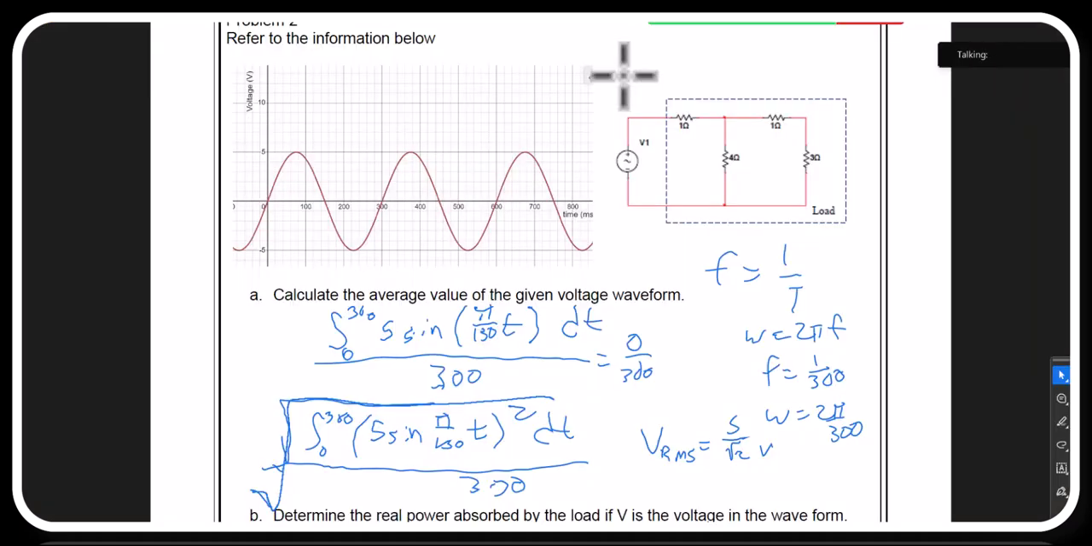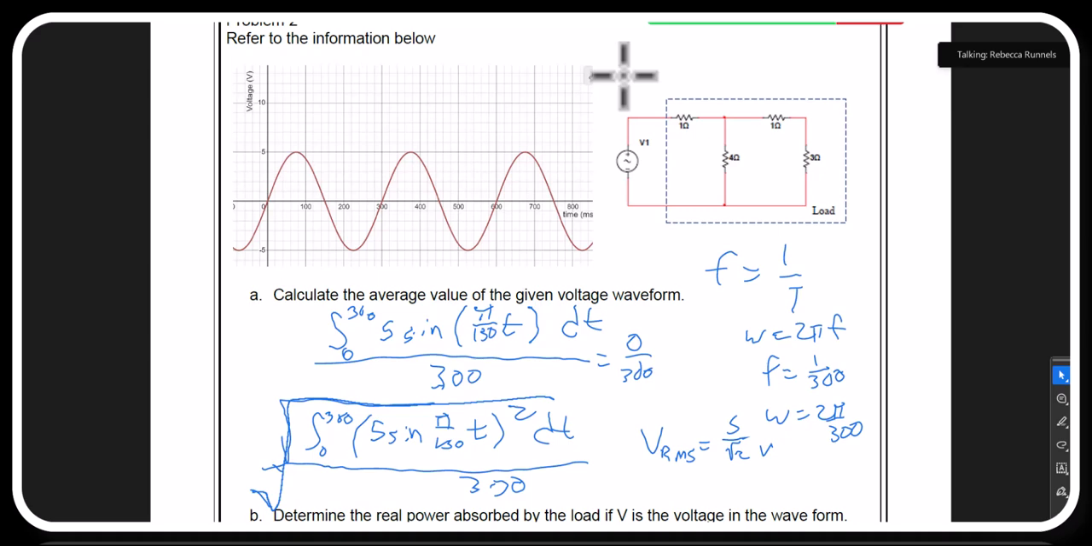So VRMS equals what? 5 divided by square root of 2. Yep. Okay. Determine the real power absorbed by the load if V is the voltage in the waveform.